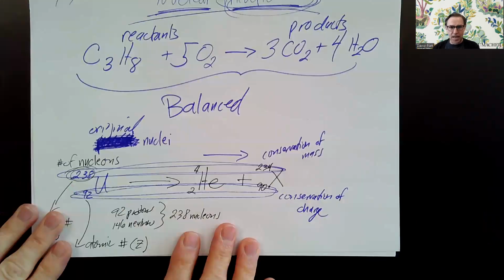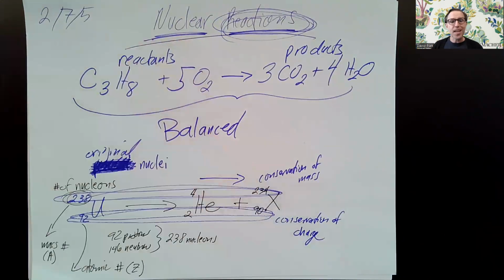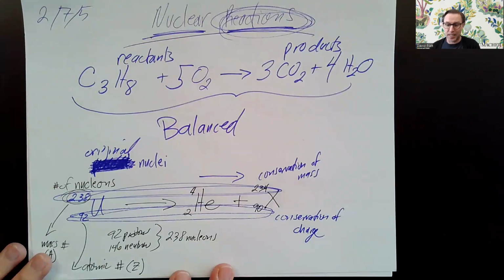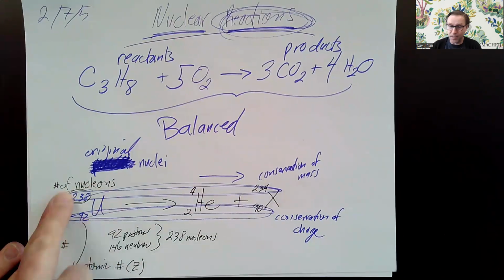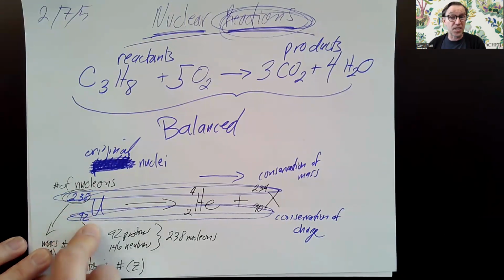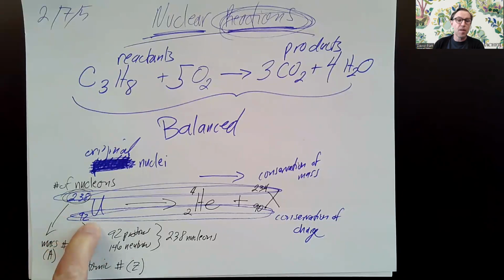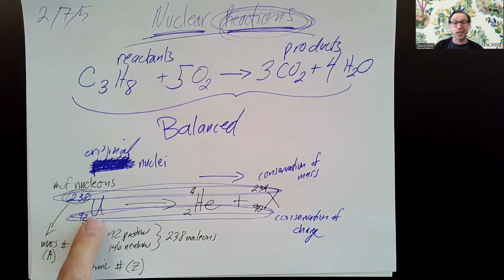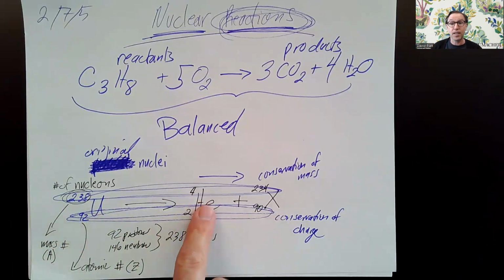Now, the other word I haven't talked about yet is nuclear. This happens in the nucleus, and I've tried to call this not an atom, I've tried not to use a word for that yet. But really, this is a uranium nucleus that's going to turn into this helium nucleus and this other nucleus.